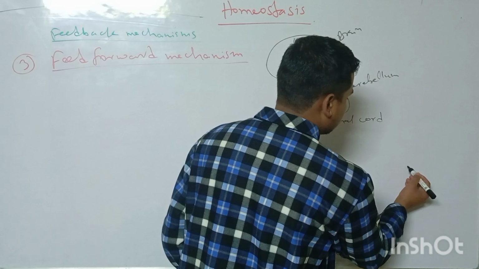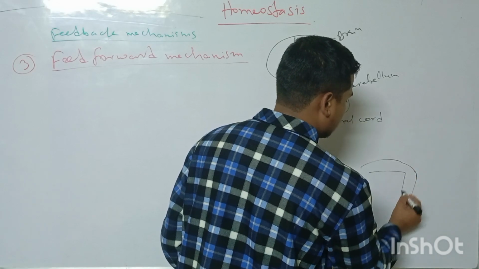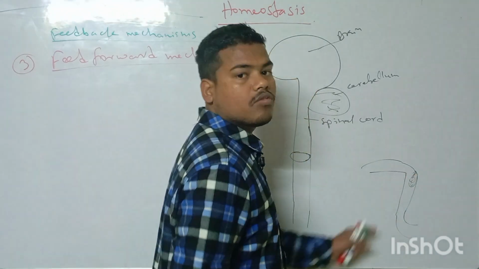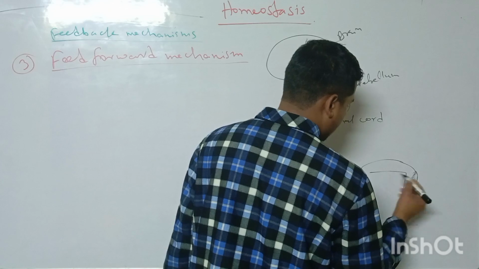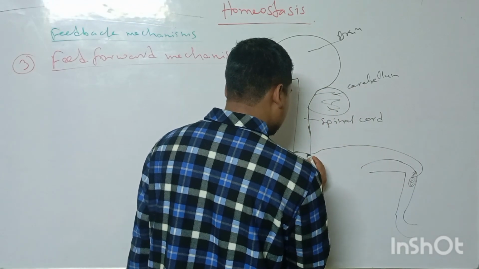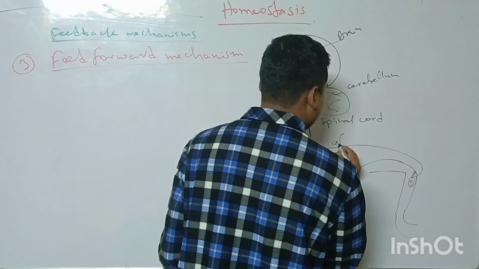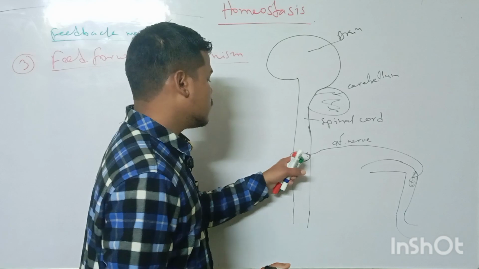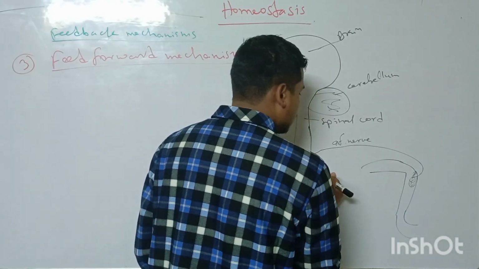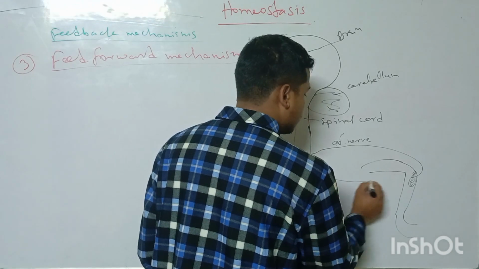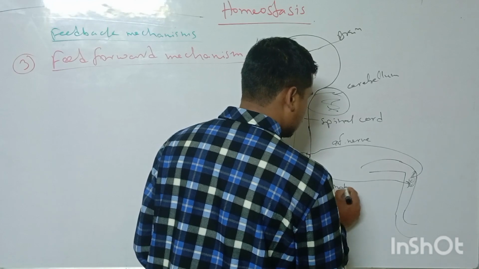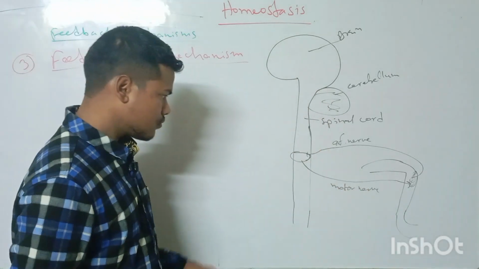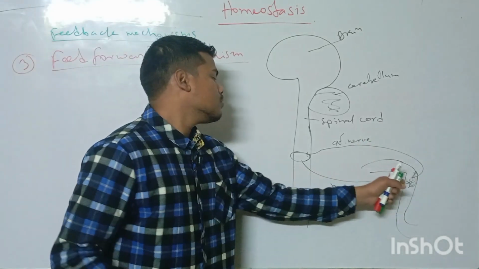Here is the effector organs. If any change or movement is to be carried out rapidly, the signal from the receptor comes by afferent nerve, that is sensory nerve, and here the spinal cord level acts as center and analyzes the signal and sends back the motor signal by motor nerve, and the action is achieved.